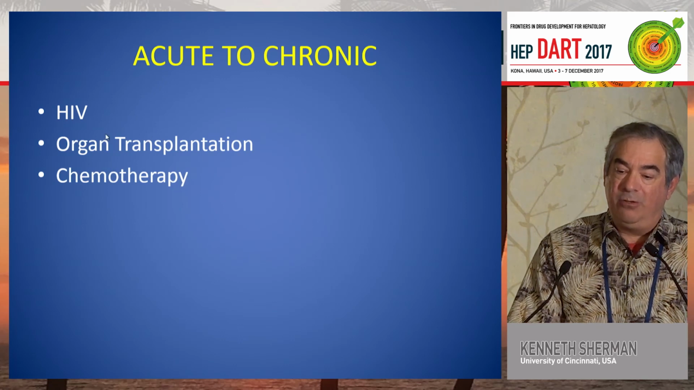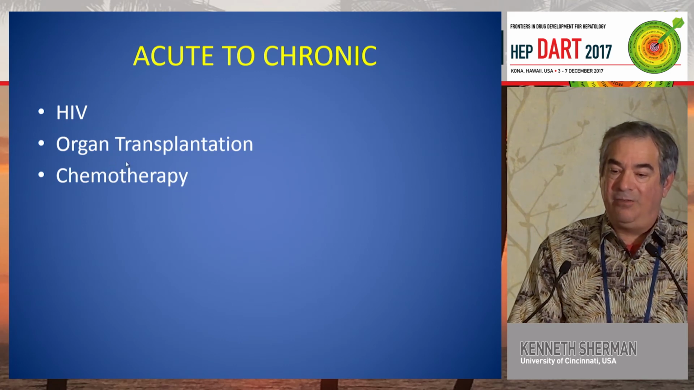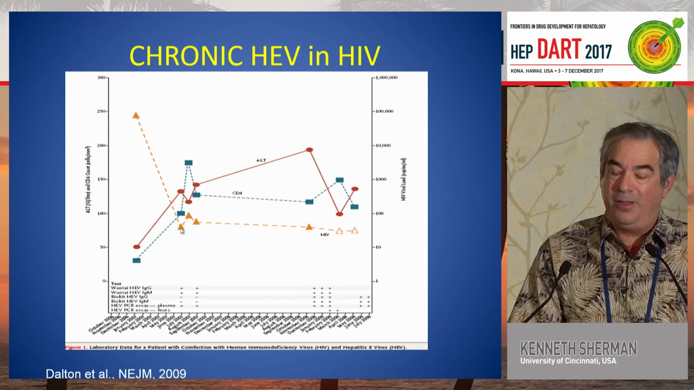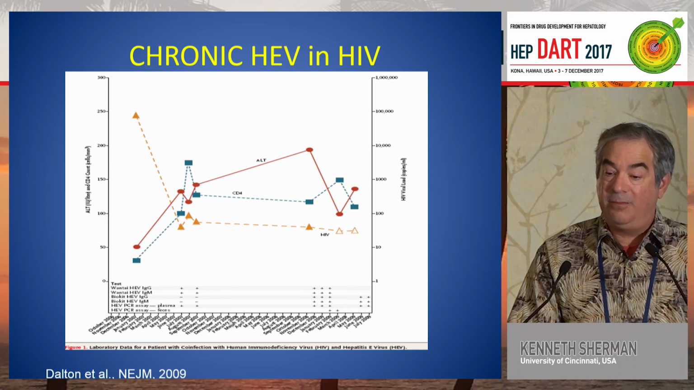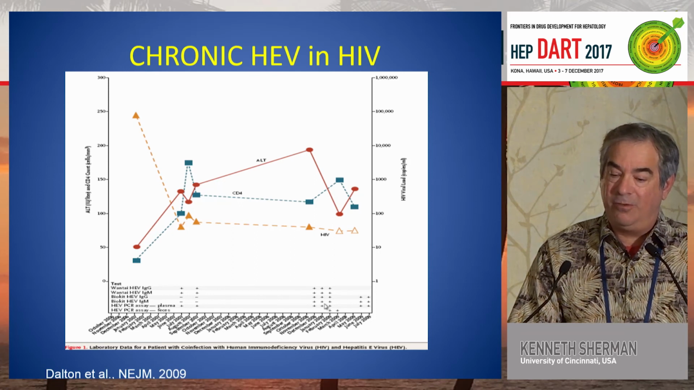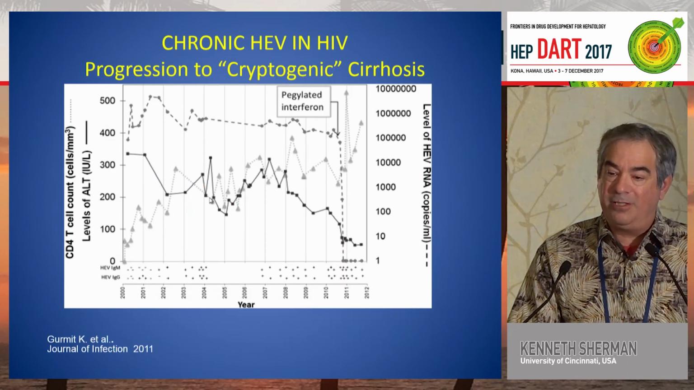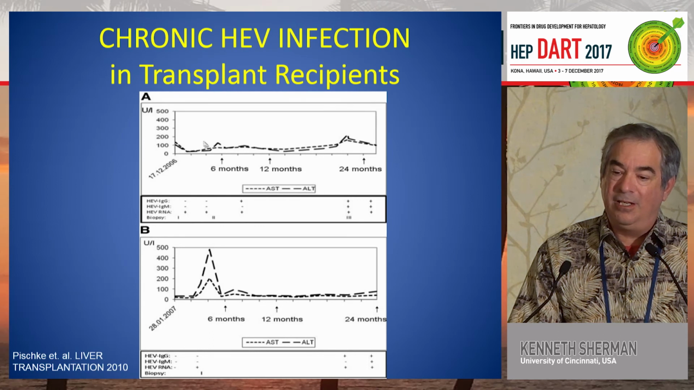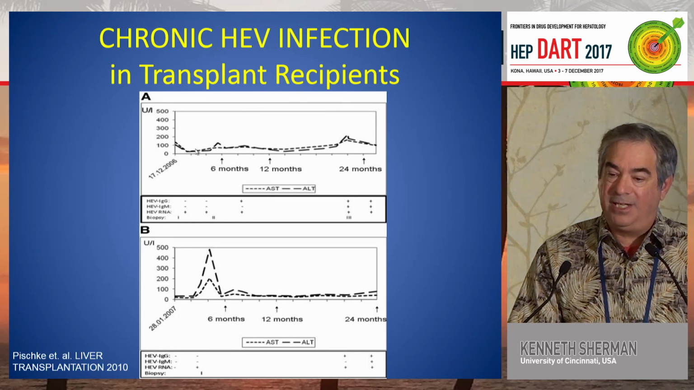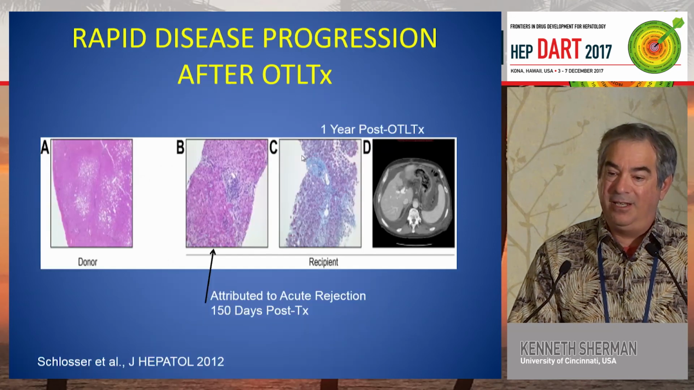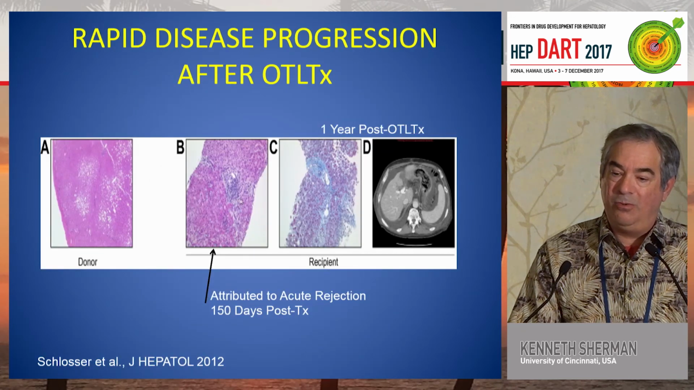We also see acute to chronic disease, as I said, in HIV, organ transplantation, and chemotherapy. This was first reported by Dalton with a series of cases in the United Kingdom, virus present over an extended period of time, several years. This has been shown to progress to cryptogenic cirrhosis. In transplant recipients, similar studies showing either high peaking levels of ALT followed by chronicity, or rather indolent levels of ALT.